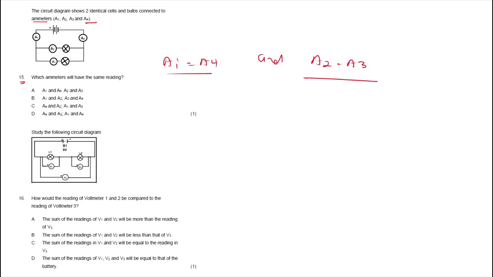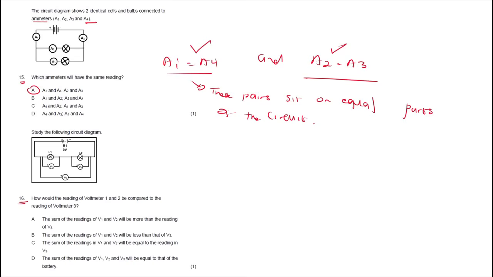So our correct answer will be A, which says that A1 and A4, and then A2 and A3, because A1 is equal to A4. And the explanation for this is that these pairs sit on equal parts of the circuit. Okay, and then next we will move to question 1.4.